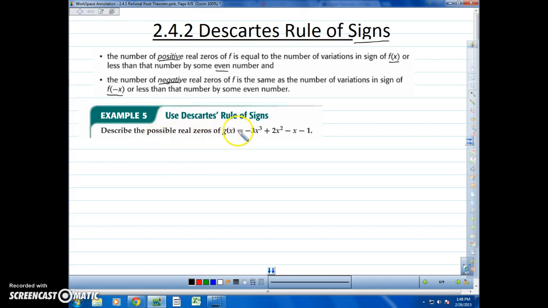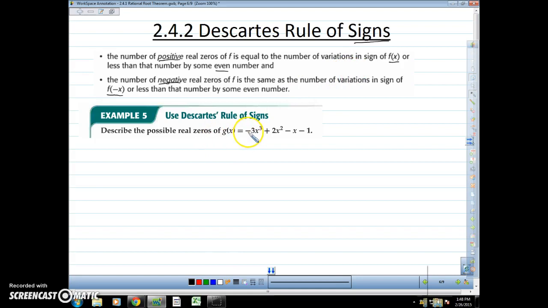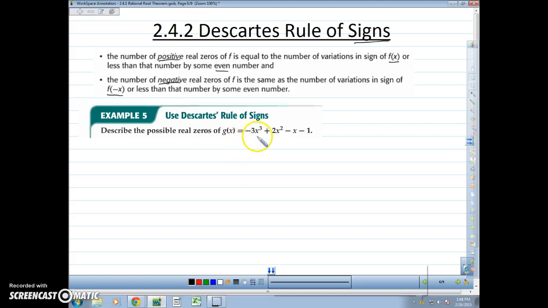We'll start with this first example. g of x is equal to negative 3x cubed plus 2x squared minus x minus 1. So when we say the number of variations in sign, that means any time that the terms change from negative to positive. So if we look here, our first term is negative 3x cubed, and then our second term is positive 2x squared. So that counts as a sign change. And so if you want to, you can mark that in there that this is one sign change.